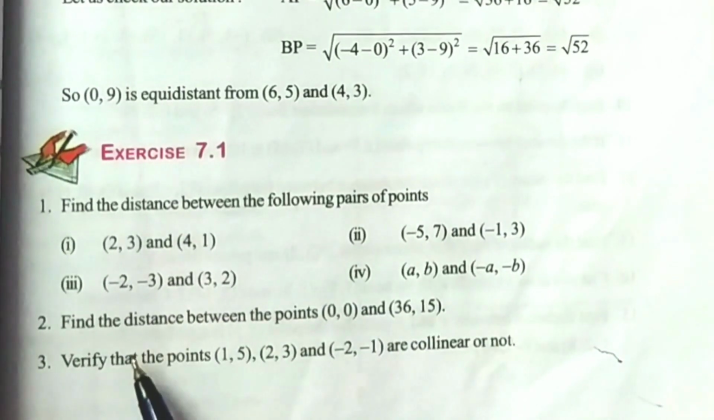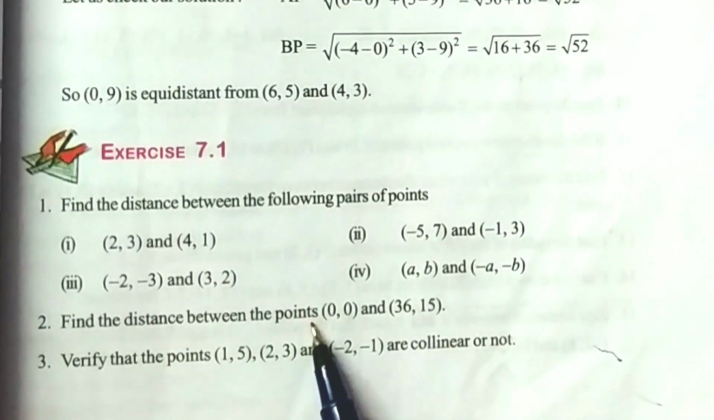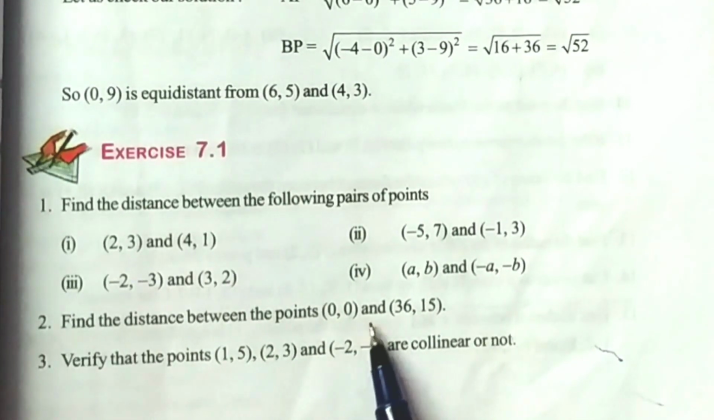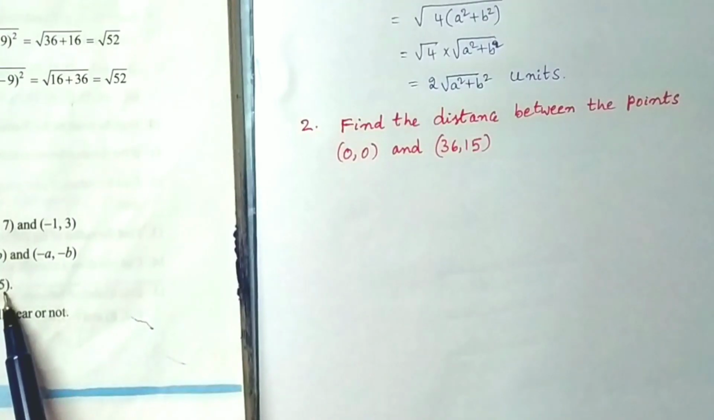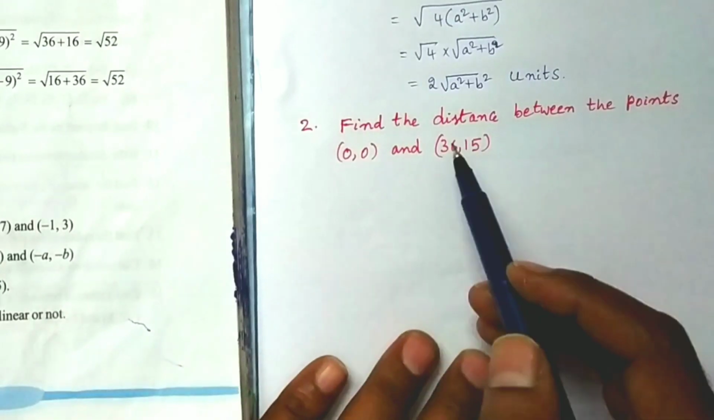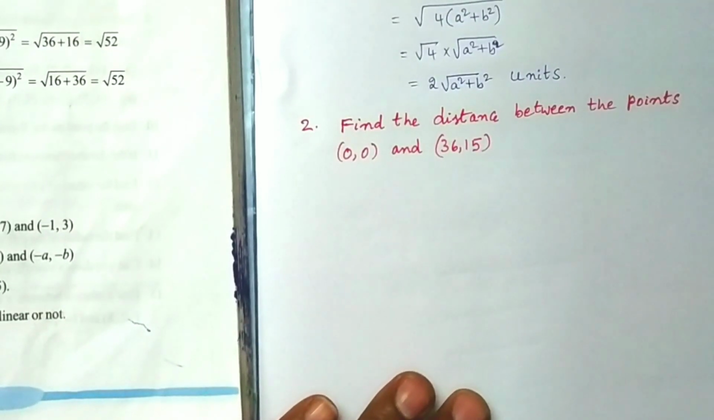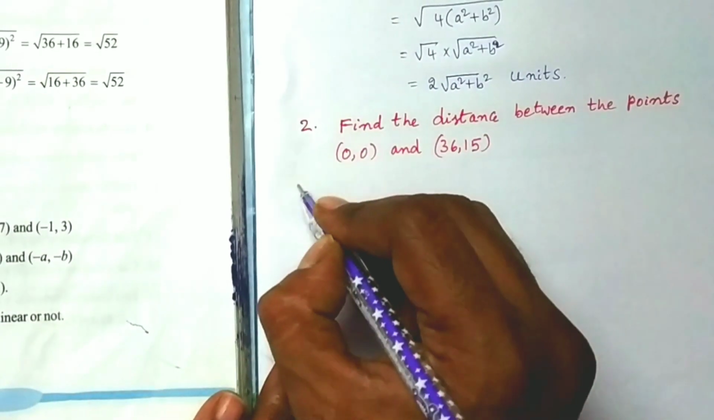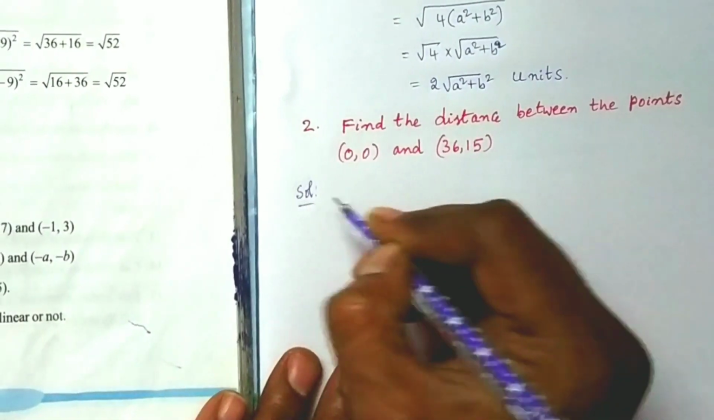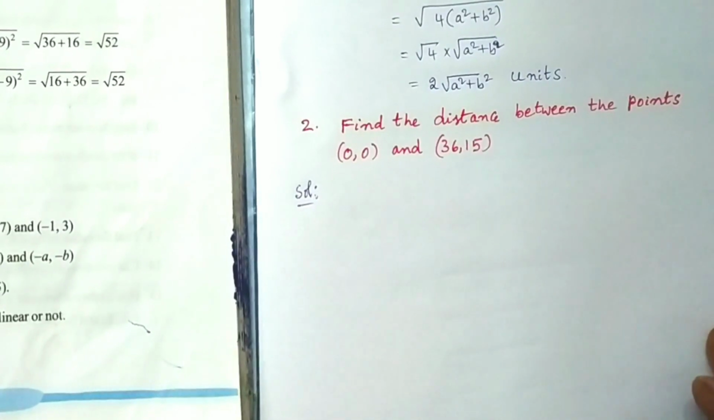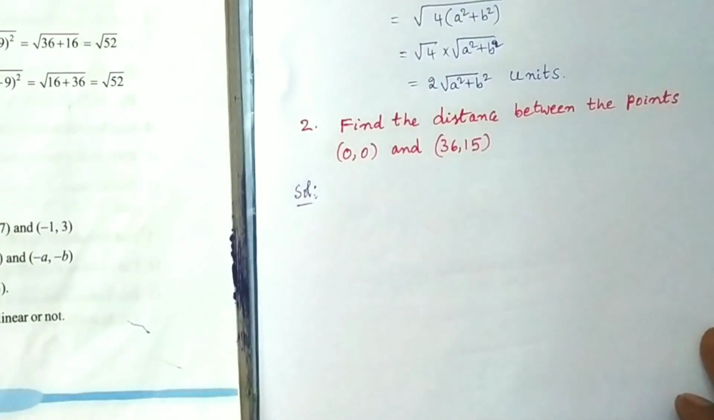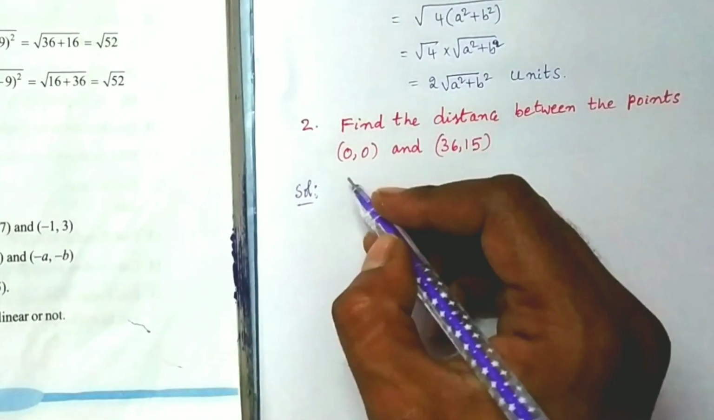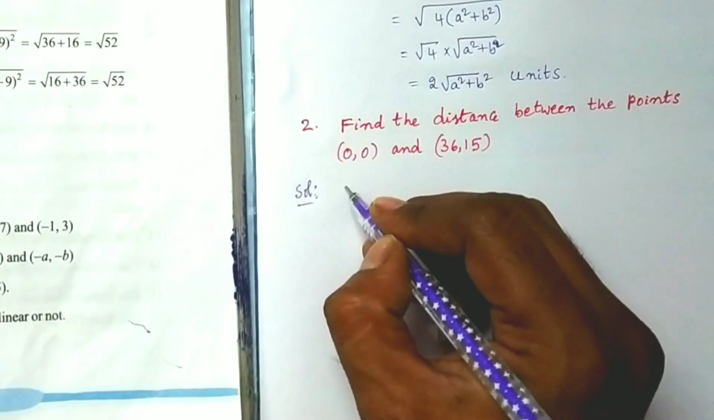The second problem is find the distance between 2 points 0, 0 and 36, 15. So solution: this problem we can do in two methods. You will do in only one method in exams. I will tell two methods. Method 1.